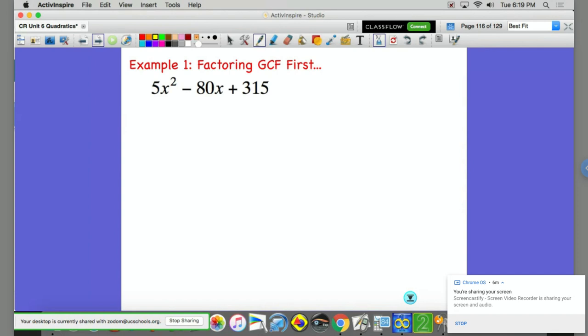So now, example 1. So once again, we have 5x squared, we have negative 80x, and we have 315. So we got to ask ourselves, once again, will 5 go into 80 and will it go into 315? Yes, it will. So you know you're going to factor out the 5.